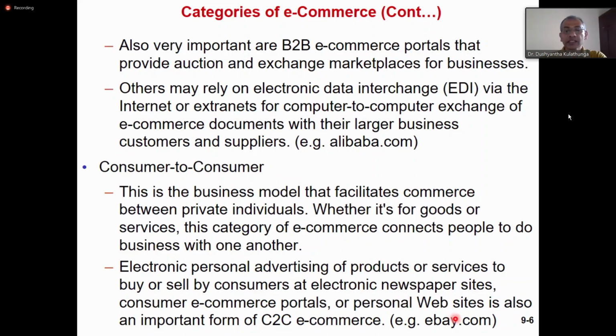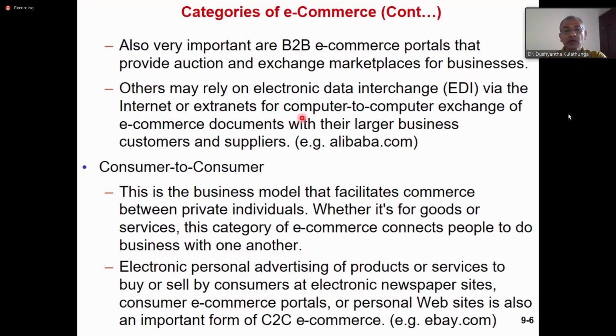But today, it is not the case. The business organizations are also present there. So therefore, the consumers are present there, of course. So individual consumers can connect with other consumers. So this particular category is supported by eBay.